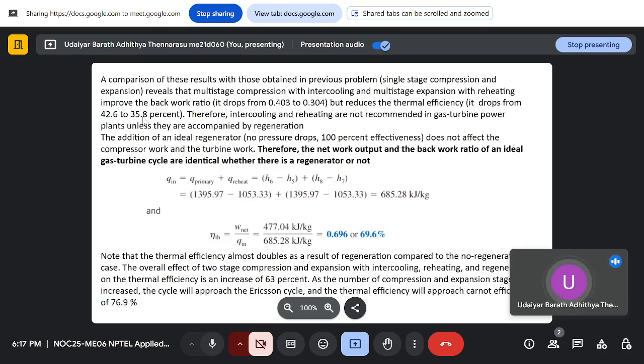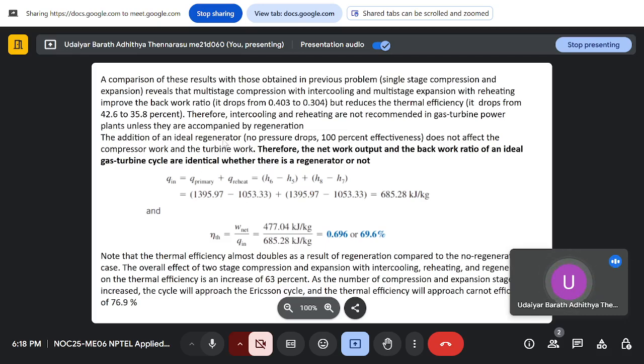The thermal efficiency has reduced because a large part of the heat addition has to be provided. The back work ratio is reduced because using intercooling and reheating has increased the turbine work and decreased the compressor work. Therefore intercooling and reheating are not recommended in a gas turbine power plant unless they are accompanied by regeneration. So we'll see what regeneration does.